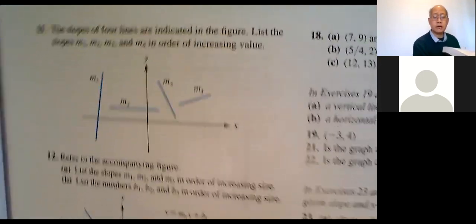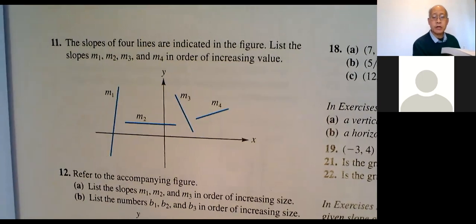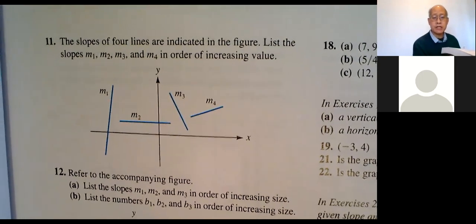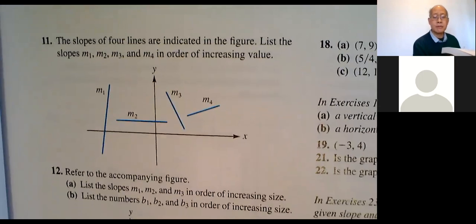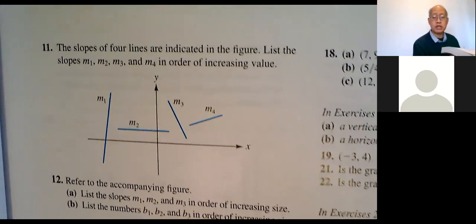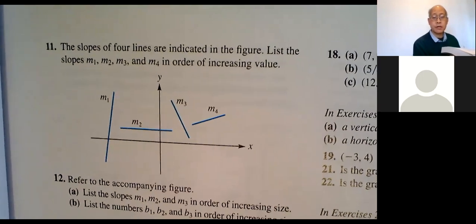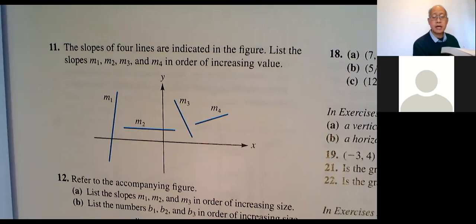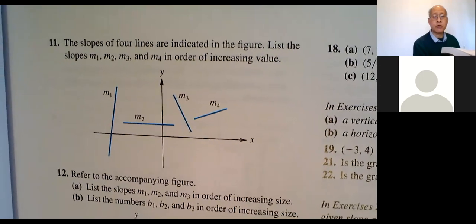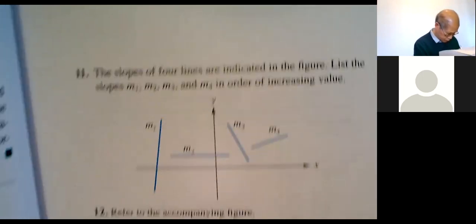Okay, so I'll say it again in order. Sorry, I can't write it down. But in increasing value, you've got M3, because it's negative, then M2, because it's 0, and then M4, which is positive, and then M1, which is more positive. So repeat: M3, M2, M4, and M1 for problem 11.